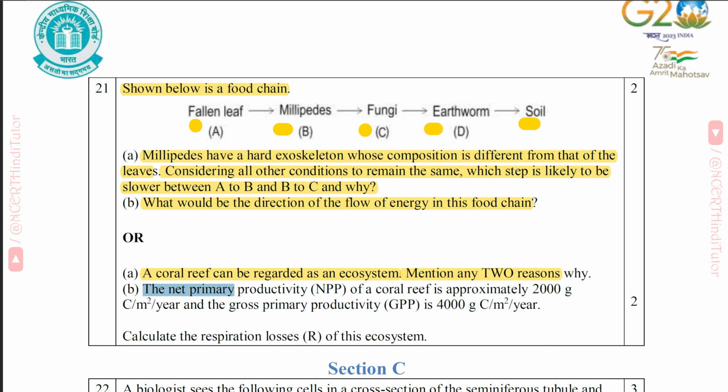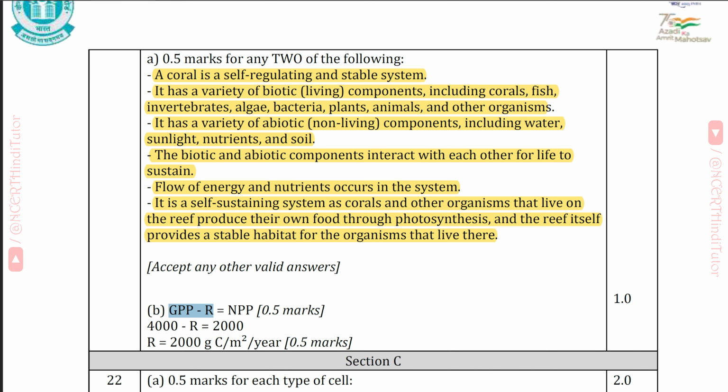B. The net primary productivity (NPP) of a coral reef is approximately 2000 and the gross primary productivity (GPP) is 4000. Calculate the respiration losses R of this ecosystem. Answer. GPP minus R is equal to NPP, and we know GPP is equal to 4000 and NPP is equal to 2000. So by putting the values we get R is equal to 2000.